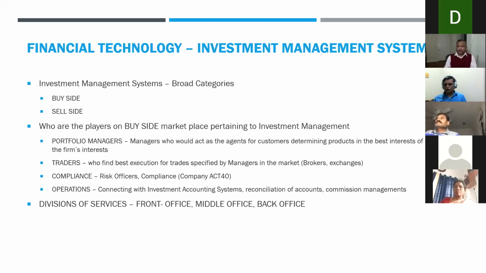Now you are an owner of Google. When the stock grows, you make money, and when it goes down, you lose money, but you wait and you make money again. So that's what you do. Now an investment management system has 2 broad categories.